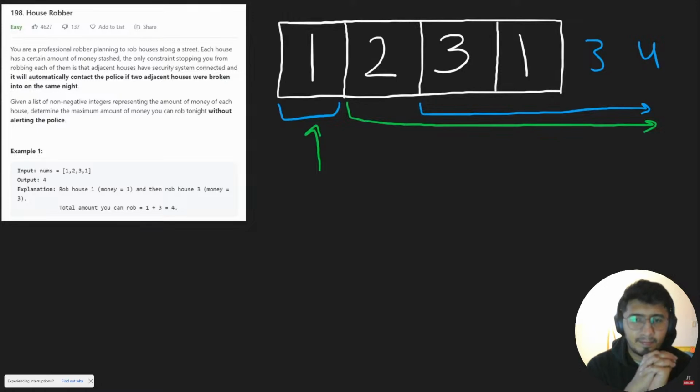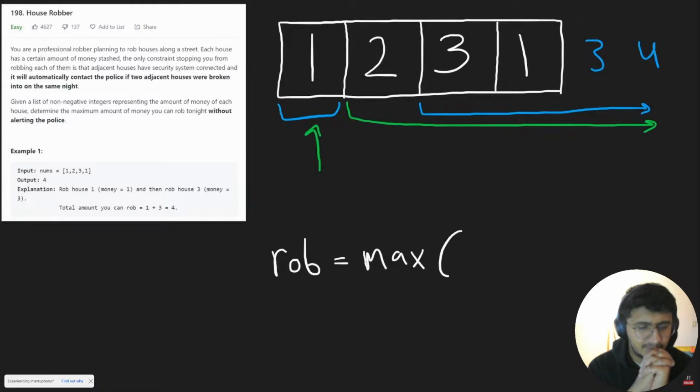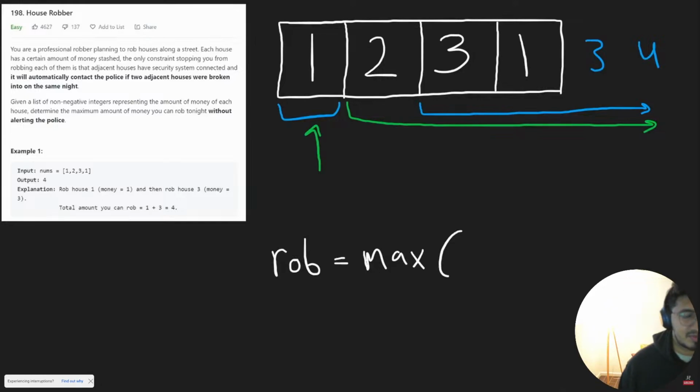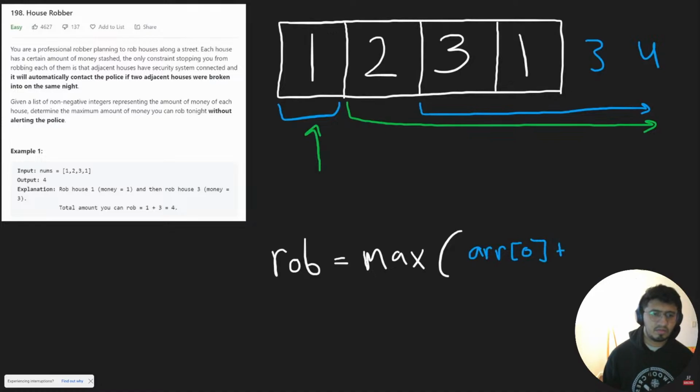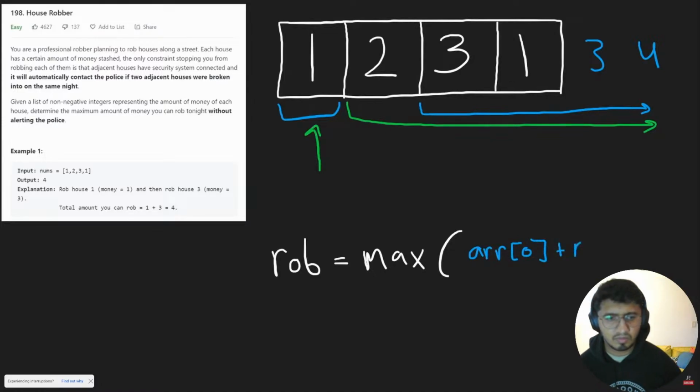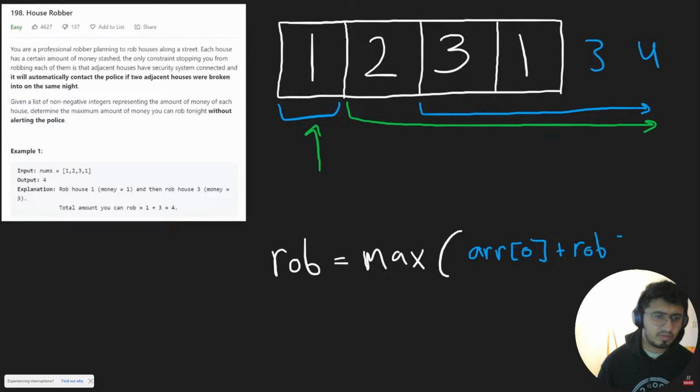So if we want to find the max we can rob from the entire array, we have two choices. Rob in this case indicates the max that we can rob from the entire array. So in our first decision, we decided that we were going to rob the first value. So array of index 0 plus rob the remainder of this blue portion of the array. So we're skipping index 1. We're going to rob the entire array from index 2 to the end. So I'll say n is the end in this case. So that's our first decision.